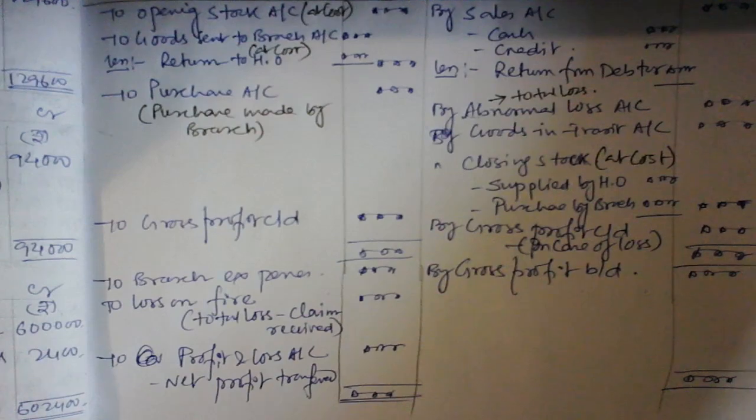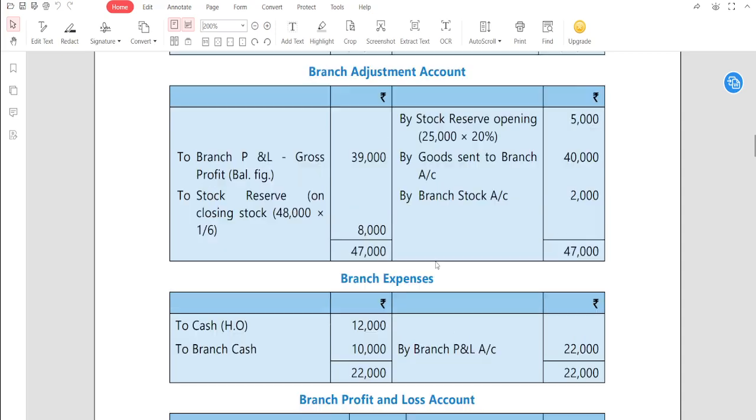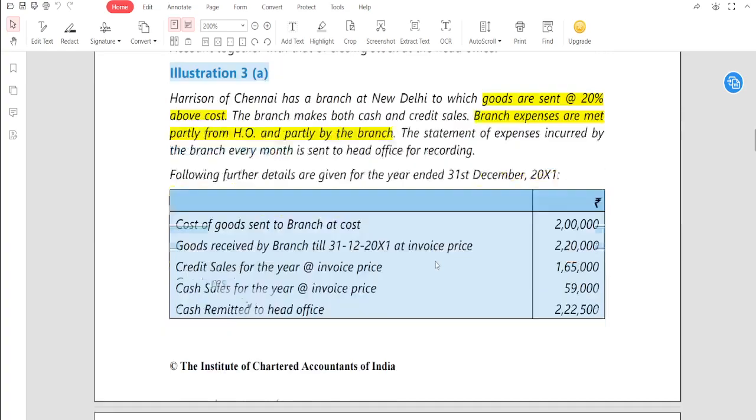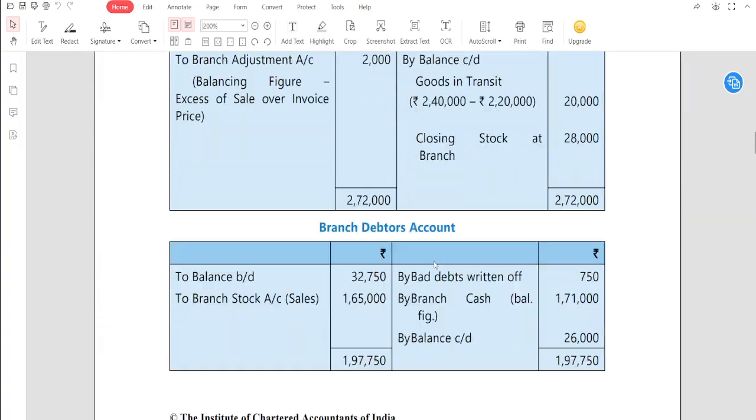3A we have done, I know that. 3A we have completed already. Please open your book. I am going to show you. This question number 3A we have already done.